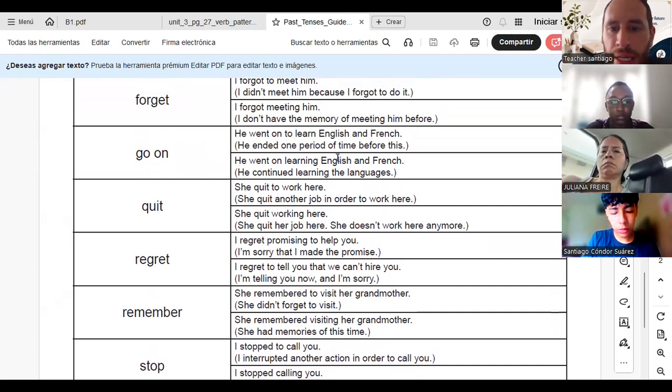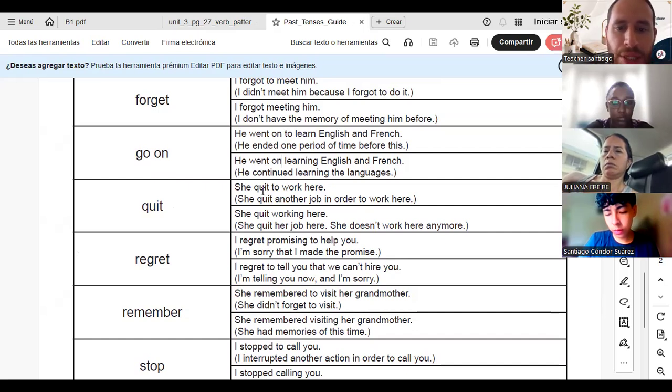He went on learning English and French. He continued learning the language. Acá ya lo hizo, ya acabó el periodo de tiempo en que lo estaba haciendo. Acá aún lo está haciendo. To ya acabó, ing aún continúa.